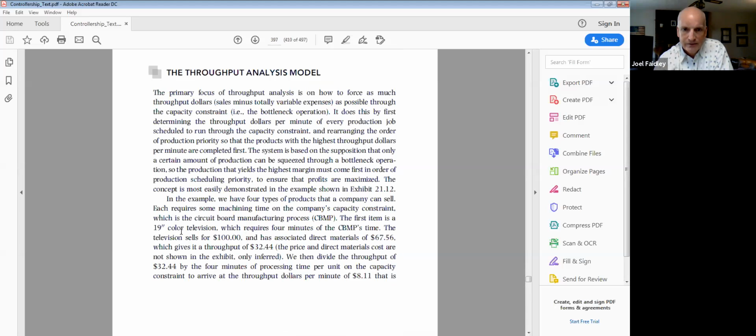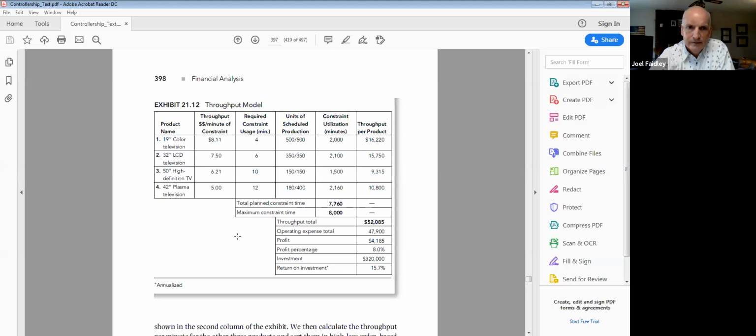19-inch color television. Well, let's go to the next page. There it is. 19-inch TV, 32-inch LCD, 50-inch high def, and 42-inch plasma. And what they show there is the throughput, right? You hear me talk about throughput a lot. What's the constraint as far as time? He's working on units of scheduled production, constraint utilization, and throughput per product. And so they've already done a lot of the work somewhere else, and they've just put it out here.